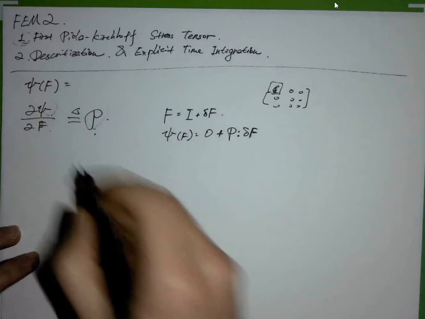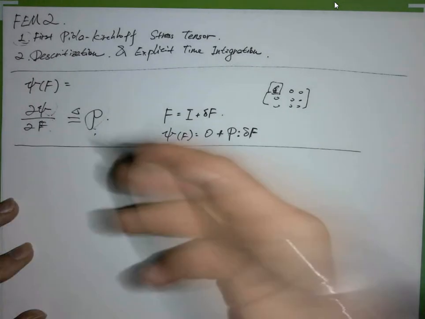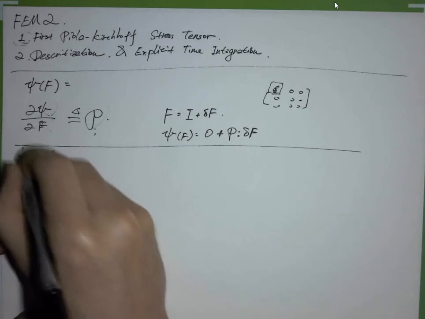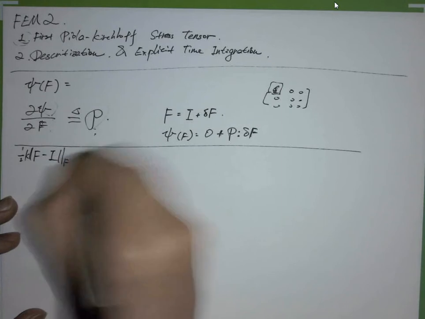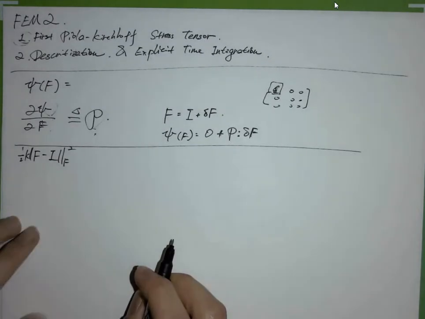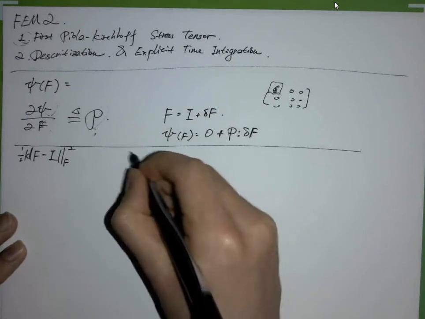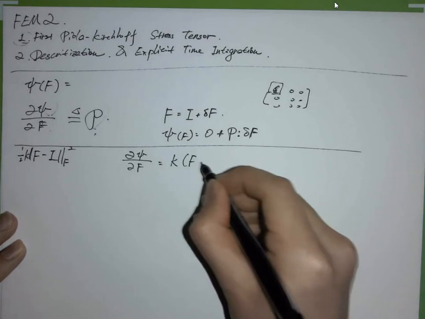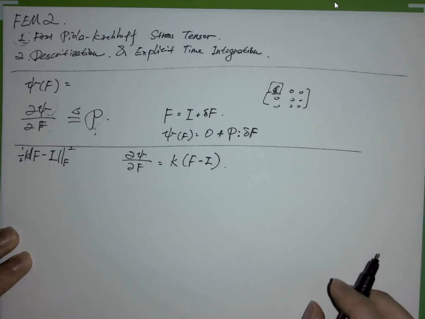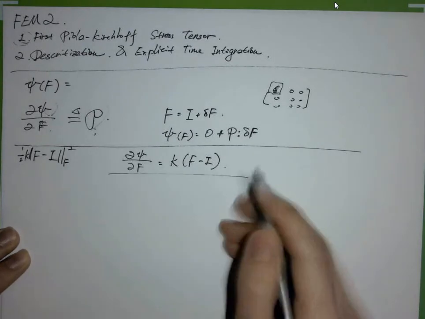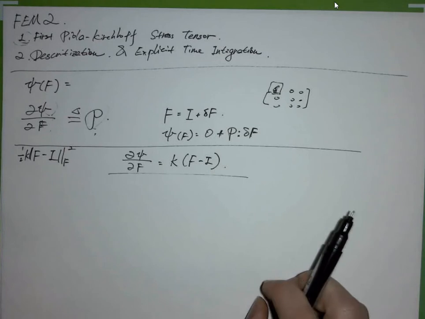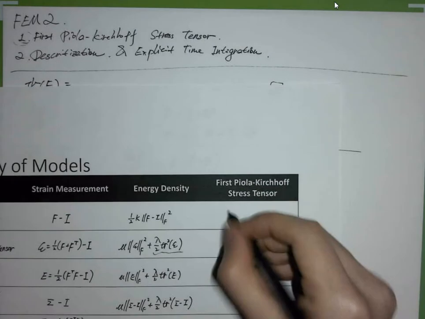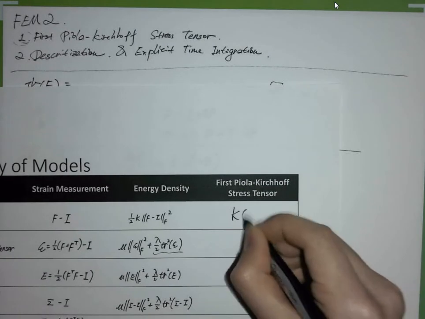So, for example, if I have my linear elasticity, the simplest one, simpler is always better, which is defined as the Frobenius norm squared of F minus I. Okay, so I can simply take the derivative of this one. It becomes k multiplied by F minus identity, and it's a 3×3 matrix, and this is the Piola-Kirchhoff stress tensor for this type of energy density.